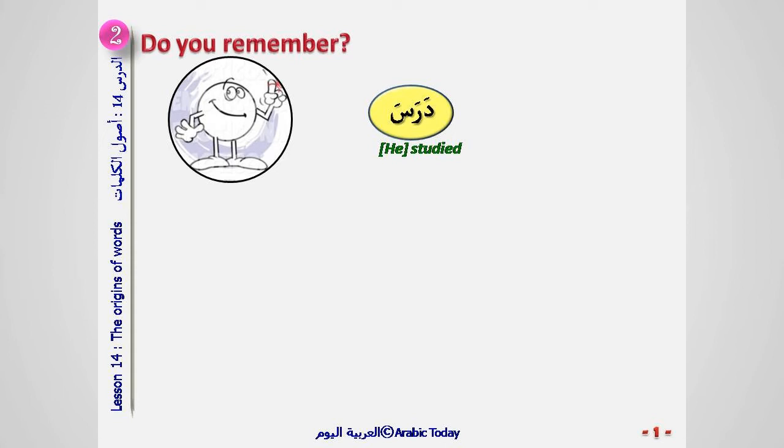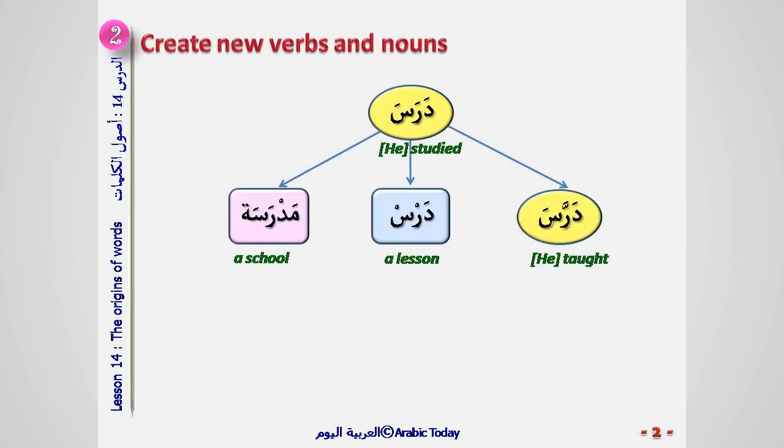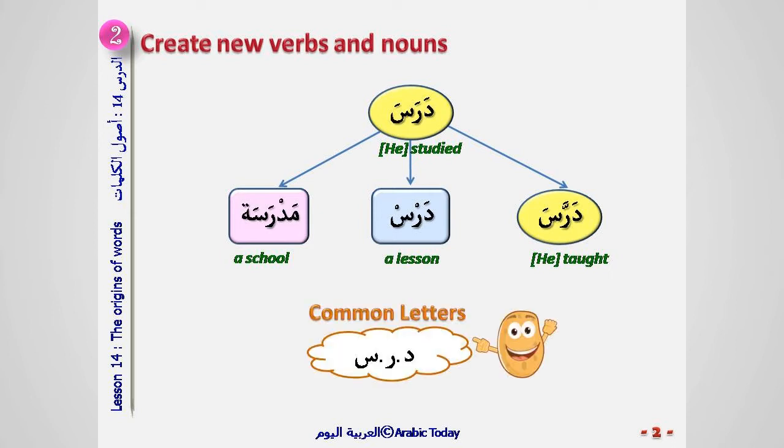Do you remember the verb darasa? From it, we can create a new verb, darrasa, and two nouns, dars and madrasa. Notice that the four words have in common the letters dal, ra, sin, which appear in the same order.